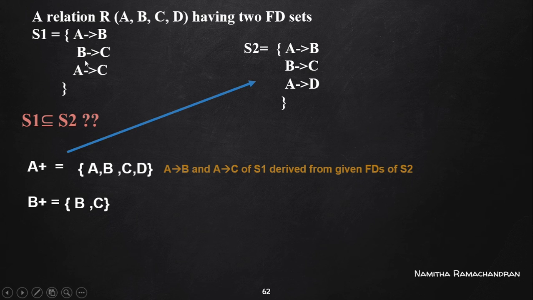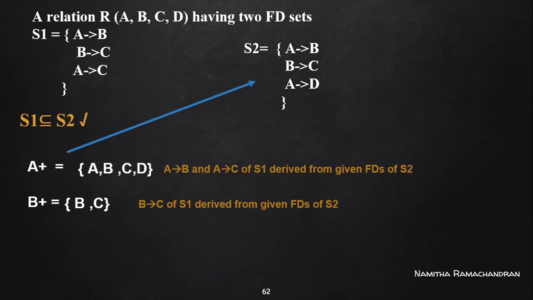And one more dependency is left here, that is B implies C. The LHS part is B, move to B closure. The presence of C indicates B implies C of S1 is derived from the given dependencies of S2. So this is also possible. So we can say S2 forms the cover of S1, or S1 is the subset of S2. So this one is a valid statement.